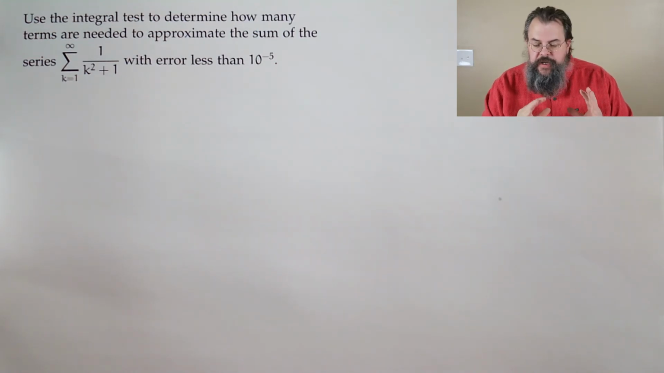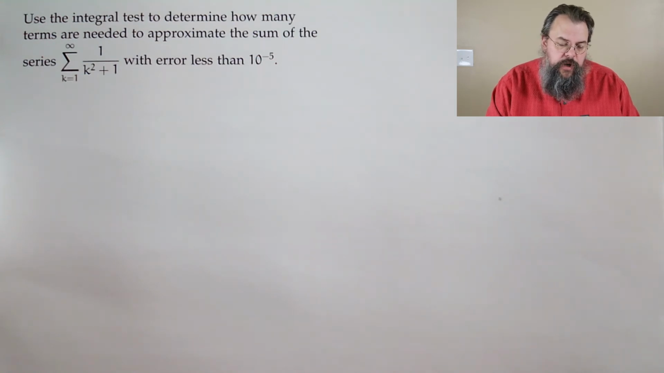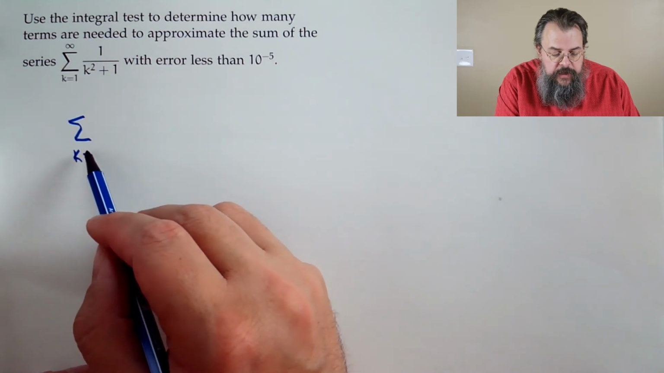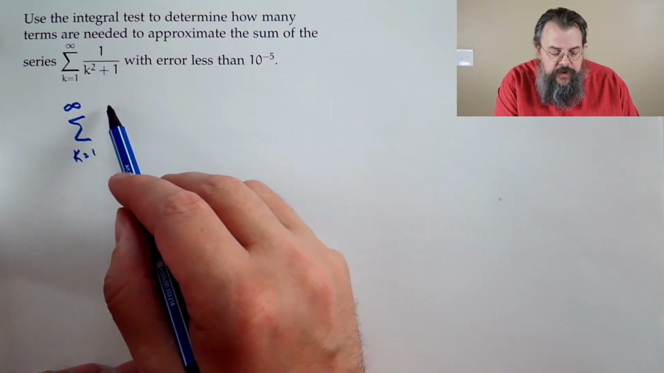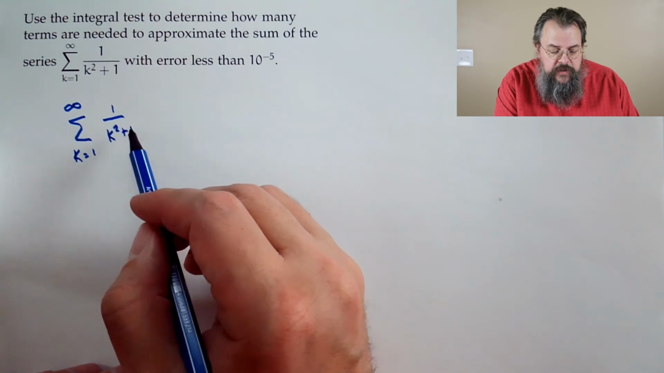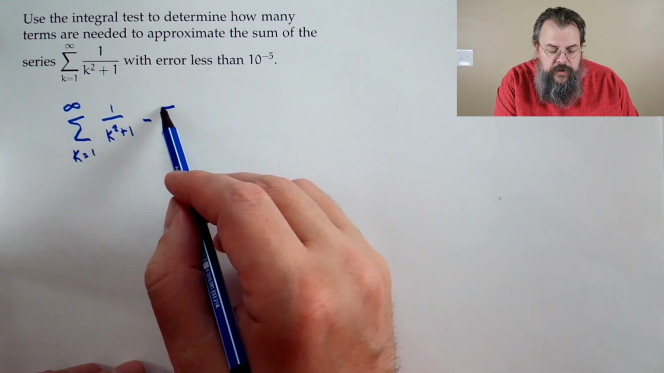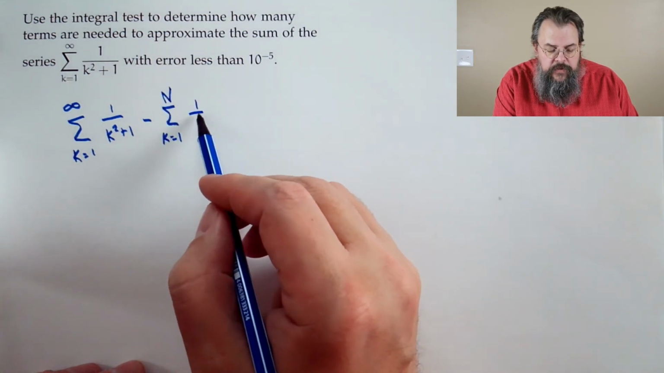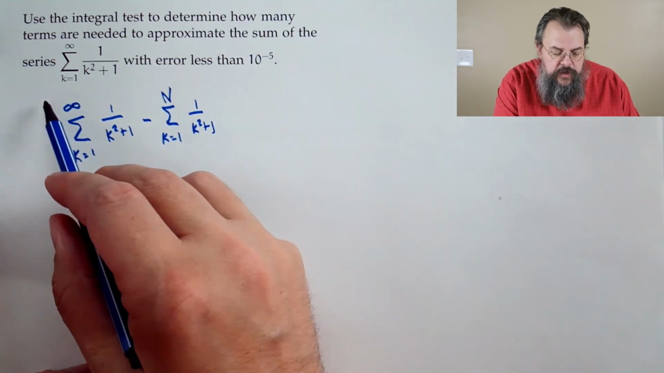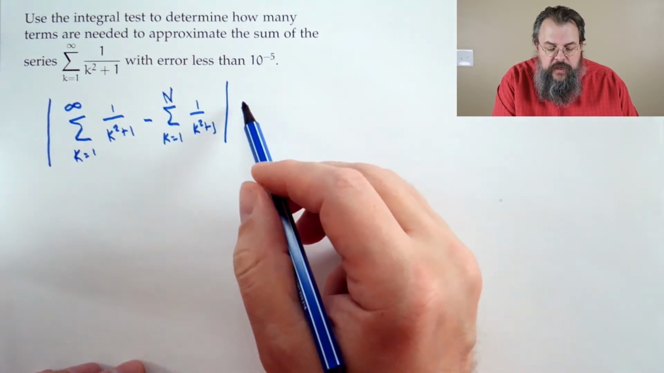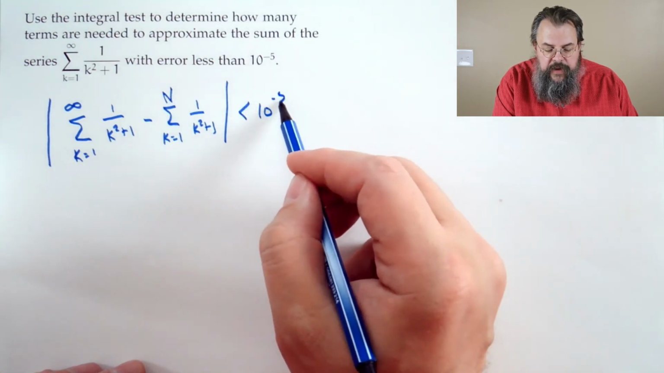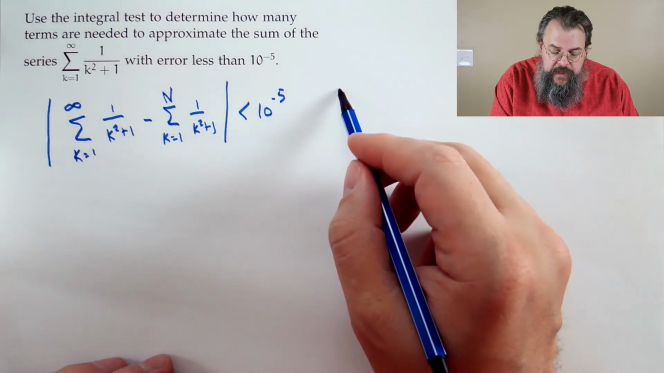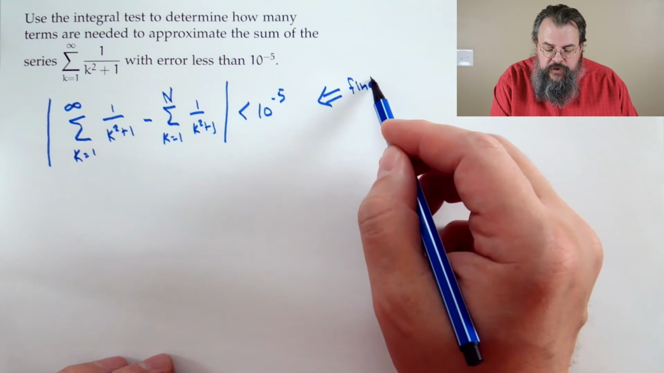Let's talk about what's happening here. What's happening is we want to compare. So we have the sum, k equals 1 to infinity. That's what we're trying to find. And what we're saying is how many terms we have to go to. So we want to go to, not to infinity, but to some capital N, 1 over k squared plus 1. And we want to make sure that that number is less than 10 to the negative 5. That's what we're saying. So the question is, find the N where this is true.